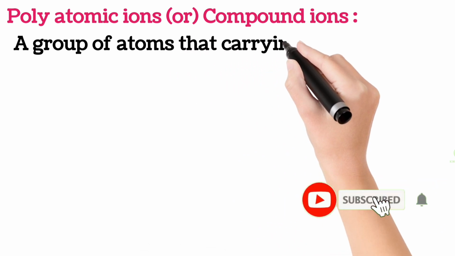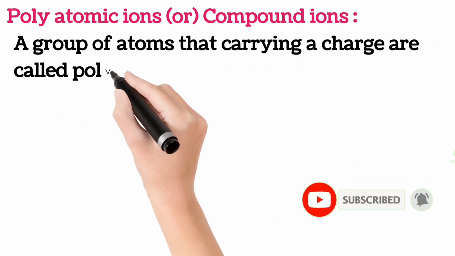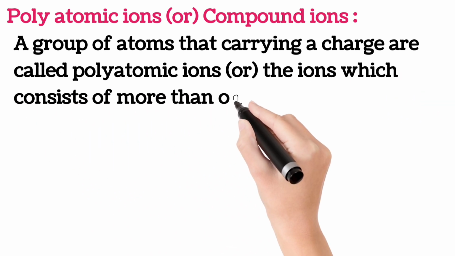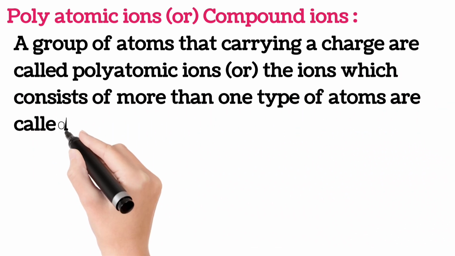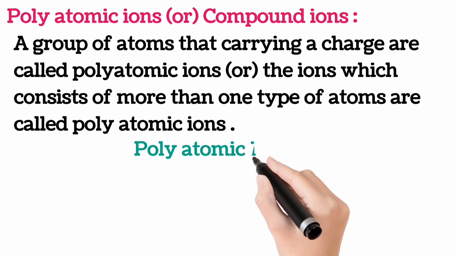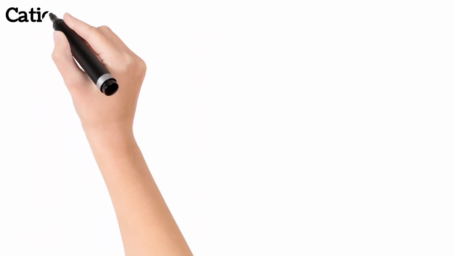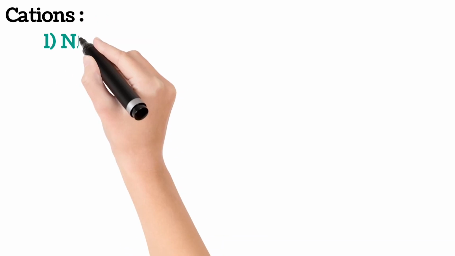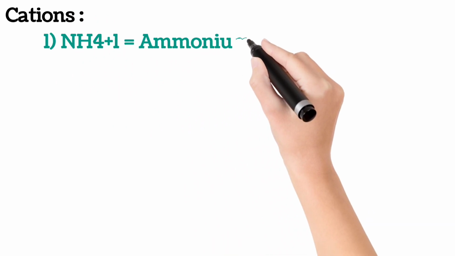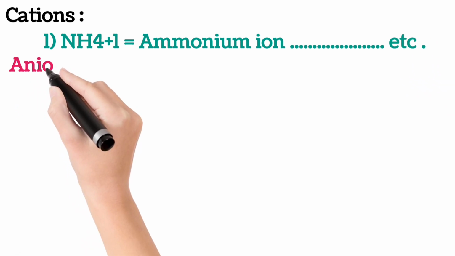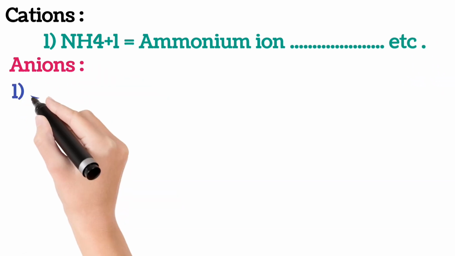What are polyatomic ions? A group of atoms carrying a charge is called a polyatomic ion, or the ions which consist of more than one type of atoms are called polyatomic ions. Polyatomic ions are again of two types, cations and anions. Now let me give some examples for cations. NH4+1, called ammonium ion. And so on. Now let me give some examples for anions.